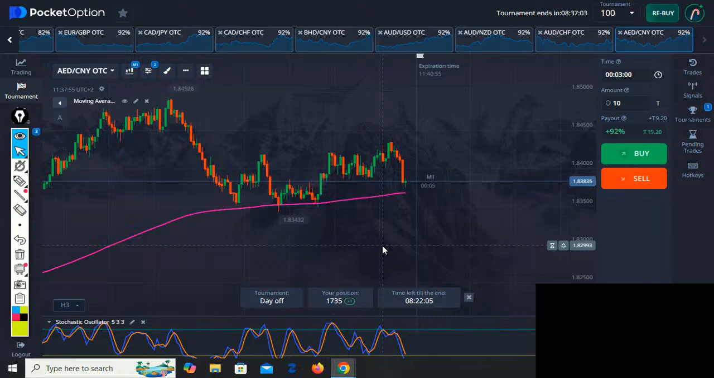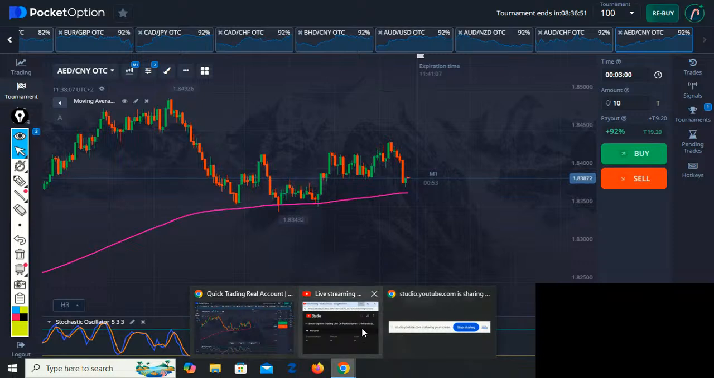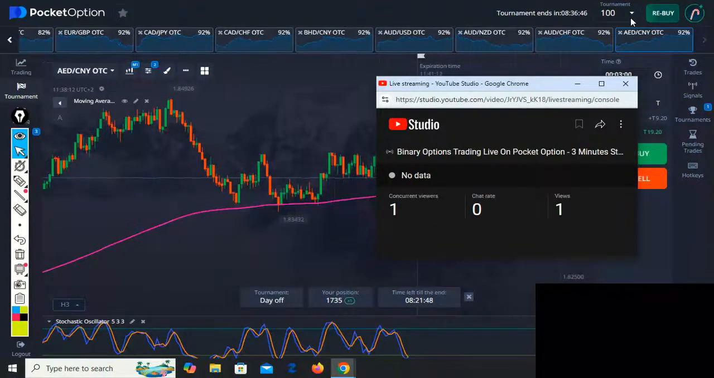Okay, so let's move on to the strategy rules before proceeding to backtest it and forward test it using the demo balance, the tournament balance actually, that we have over here. So let's begin by explaining the strategy first.